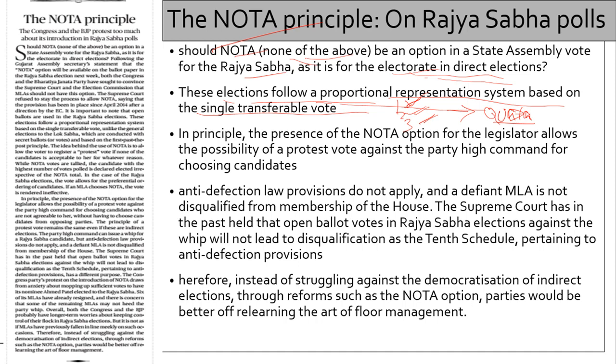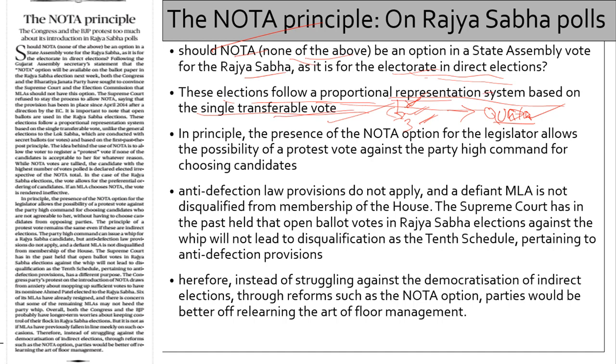So the candidates who reach the quota first tend to be elected, and if there are still electorate seats to fill, then the process continues until the seats are filled. See, in this, the votes of the elected candidate received beyond the quota are transferred to the candidate ranked next. So this process continues until the seats are filled. So this is called the proportional representation system by a single transferable vote.